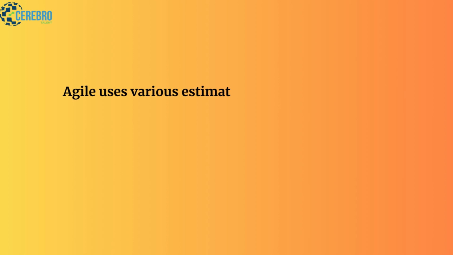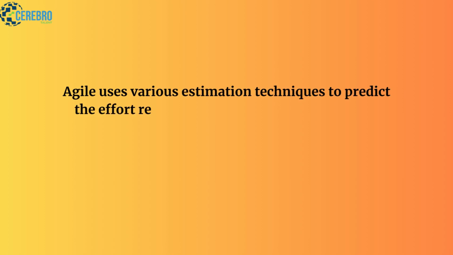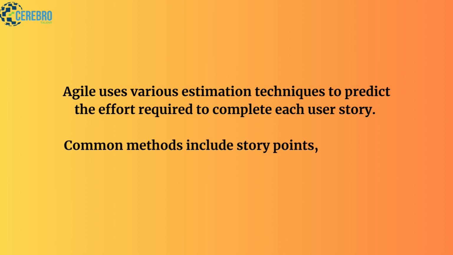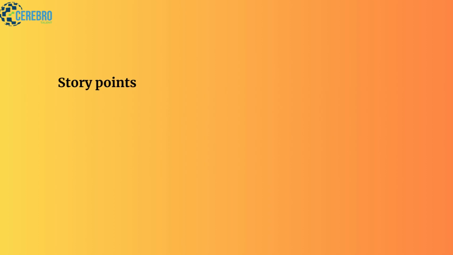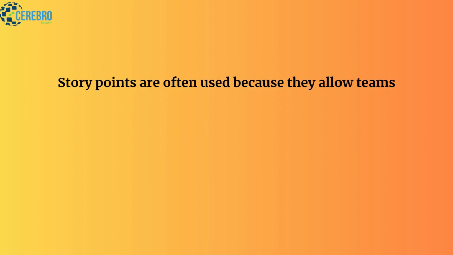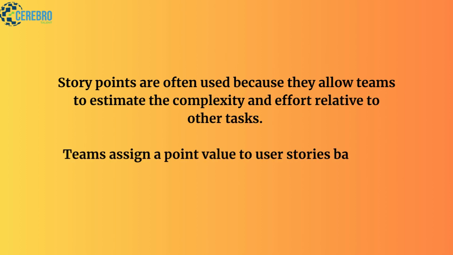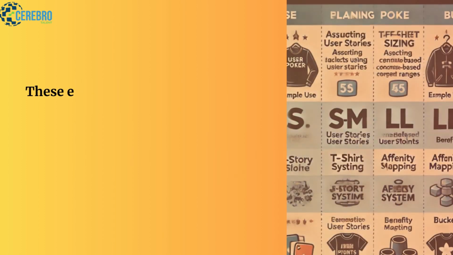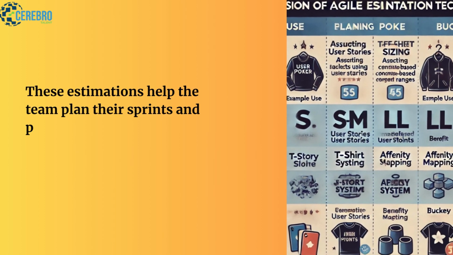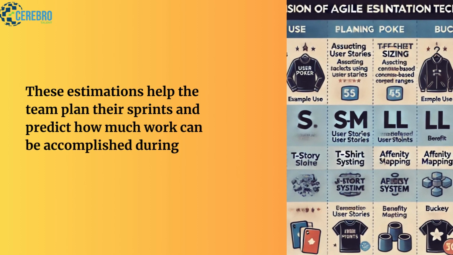Agile uses various estimation techniques to predict the effort required to complete each user story. Common methods include story points, ideal days, and t-shirt sizes. Story points are often used because they allow teams to estimate the complexity and effort relative to other tasks. Teams assign a point value to user stories based on their size and difficulty. These estimations help the team plan their sprints and predict how much work can be accomplished during each iteration.